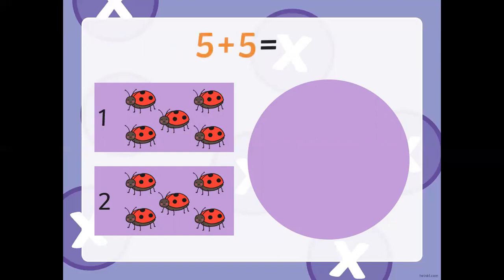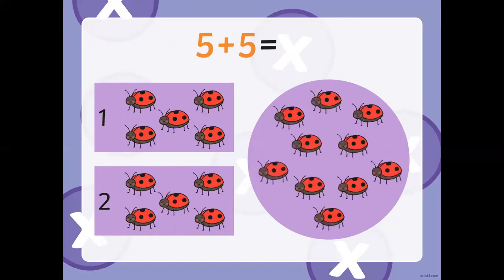The number sentence you should have written is 5, add 5, and it equals, and then we need to count them all together. So those ladybirds all together, we've got 1, 2, 3, 4, 5, 6, 7, 8, 9, 10 ladybirds.